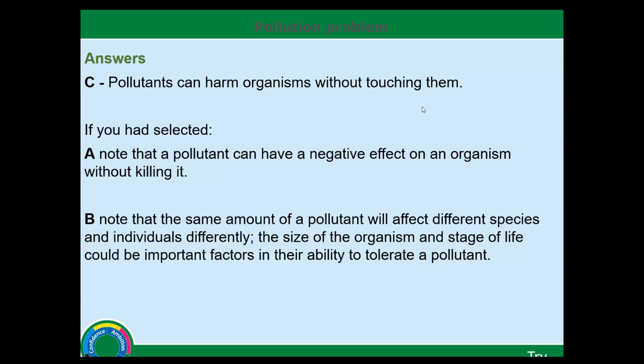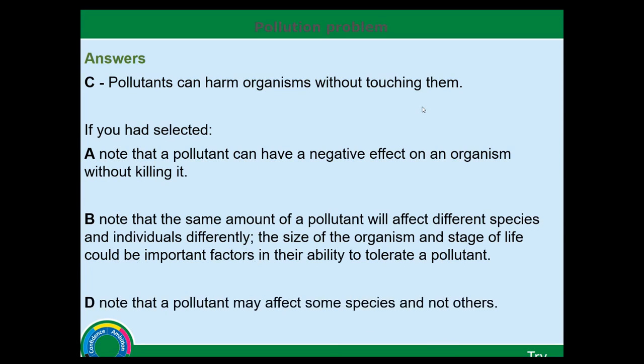Note that the amount of pollutants will affect different species and individuals differently. The size of the organism as well and the stage of their life could be important factors. Like the last time we talked about an adult whale, the amount of a particular pollutant that will kill an adult whale will be far greater than the amount that will kill a calf, a baby whale. A baby whale will just need a smaller amount, and that is it. So you got to remember the amount or the size of the organism comes into play. And finally, if you chose B, note that a pollutant may affect some species but not others.